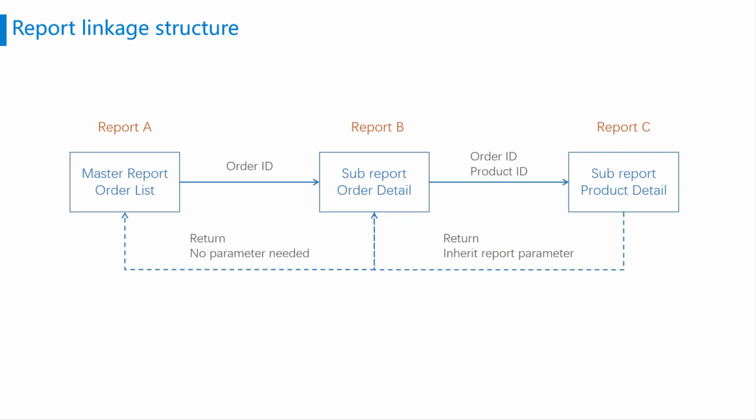From report A to report B, it will transfer the parameter order ID, and B can return to report A. And from report B to report C, it will transfer order ID and product ID, and report C can return to report B as well.